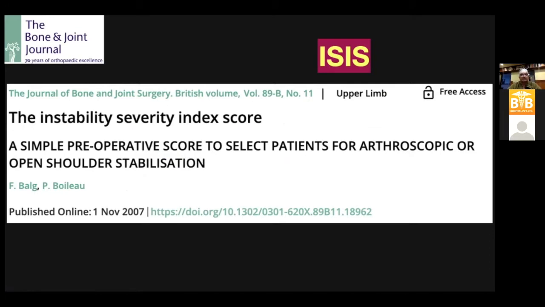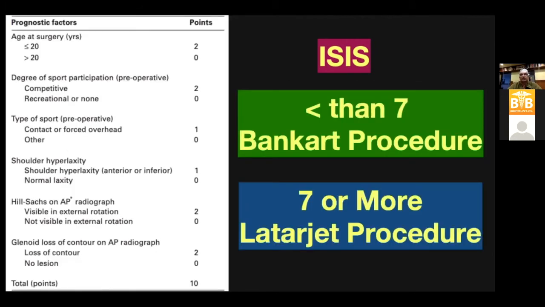Essentially, this is from the French group, Pascal Boileau and colleagues. They have given this ISIS score that Rohit elaborated last time. I'm not going into detail of that. But what they say is that if this score is less than 7, probably a Bankart is the right choice. If it is more than 7, then the Latarjet procedure has to be done.